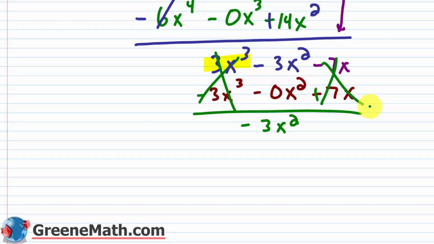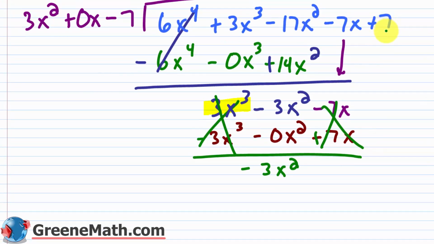Okay? So now I've done my subtraction. I'm at my bring down step, okay? And I've only got one more term here, which is this positive 7 here that I can bring down. So I'll put plus 7 here. And then basically at this point, I don't have a remainder yet, so I want to repeat the process.